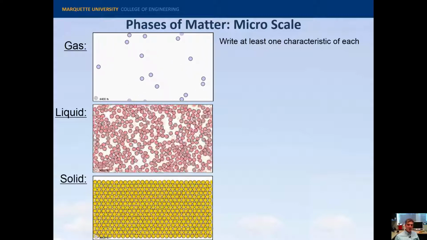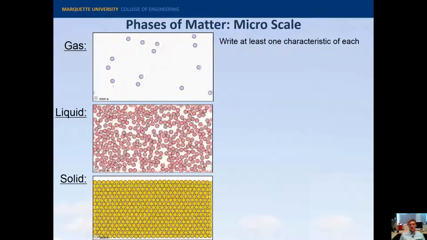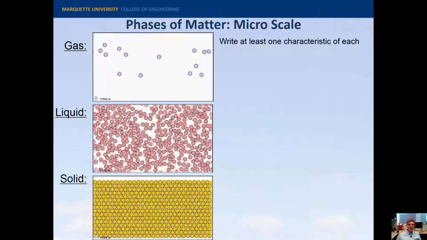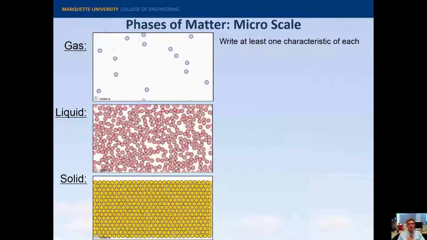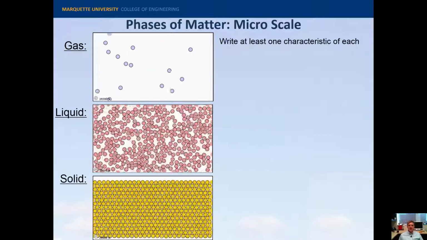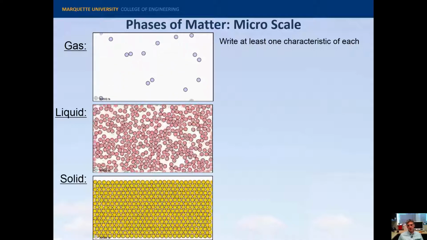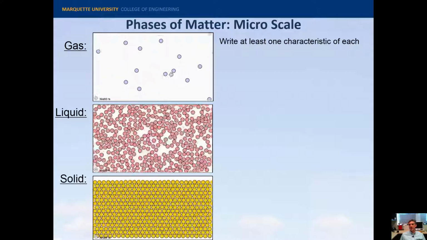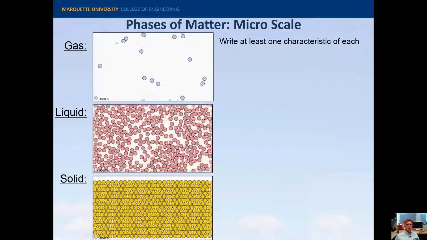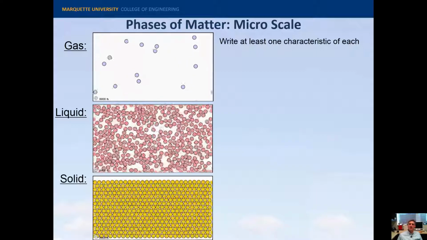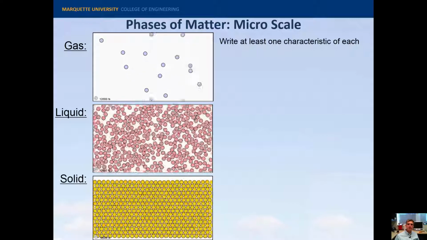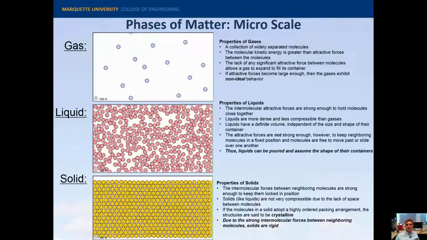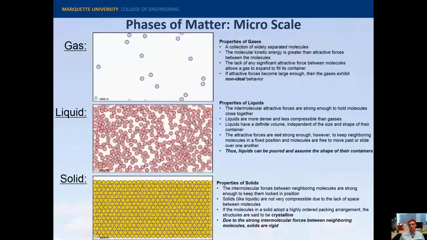So here at the microscale is an image of what a gas and a liquid and a solid look like. It'd be nice if you could just pause the video for a moment and think about each one of these. When I teach this class, I usually ask students to write down two characteristics of each phase. So just spend a minute to do that, and when you're done, just restart the video and I'll show you some of my examples. All right, so here are some properties of each one of those.